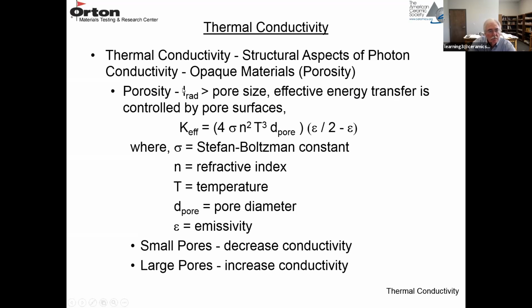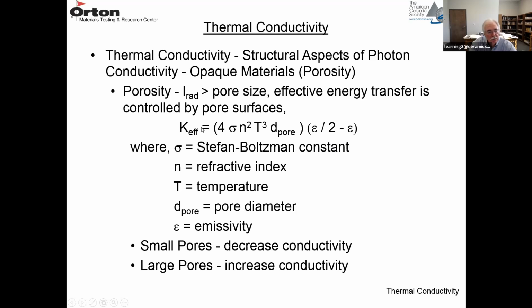The mean free path for radiation is much larger for photons than for phonons, on the order of centimeters and meters. So K effective is described by this equation. So this is the conductivity across the pore, 4 times, again, the Stefan-Boltzmann constant, times the refractive index, temperature cubed again. Now the diameter of the pore is in the equation, and that's times 2 times the emissivity divided by 2 minus the emissivity. And the emissivity is just a measure of how effectively a body absorbs or radiates radiation relative to a black body. It goes from 0 to 1.